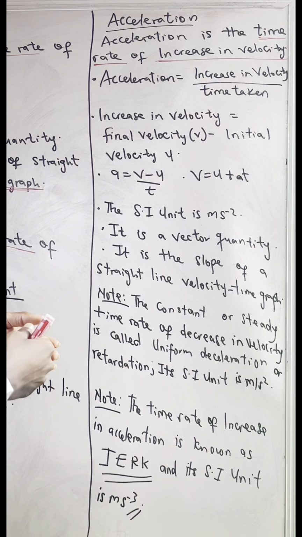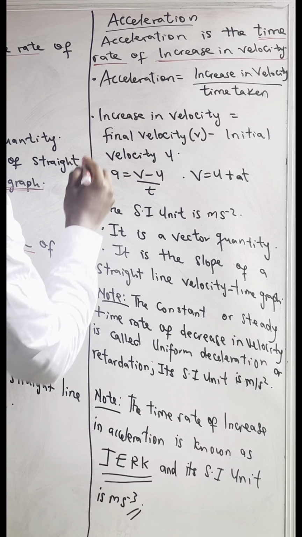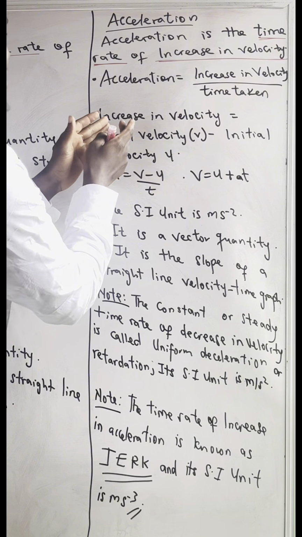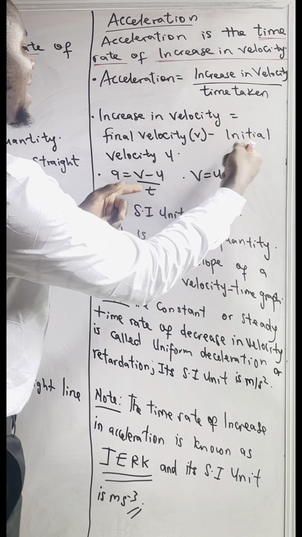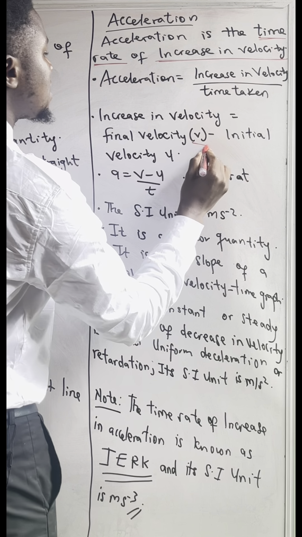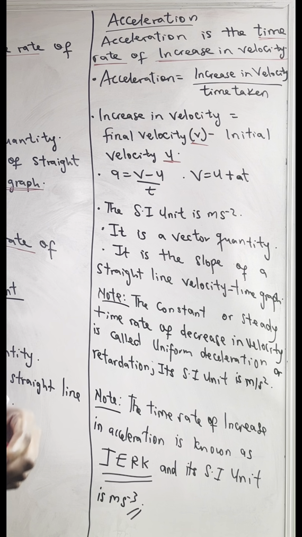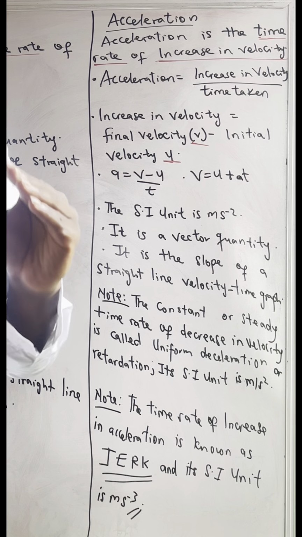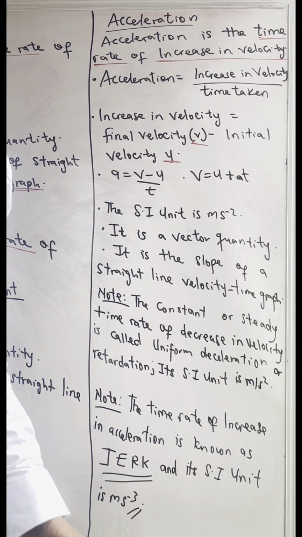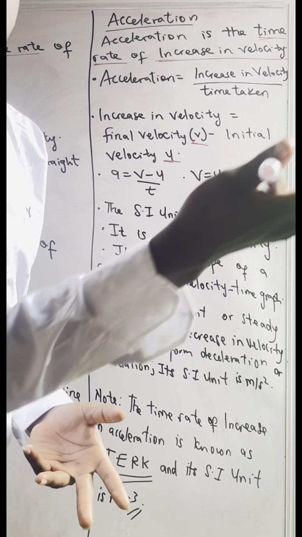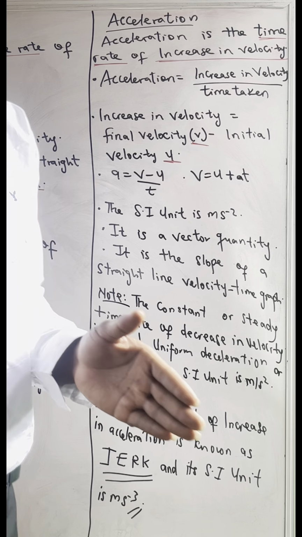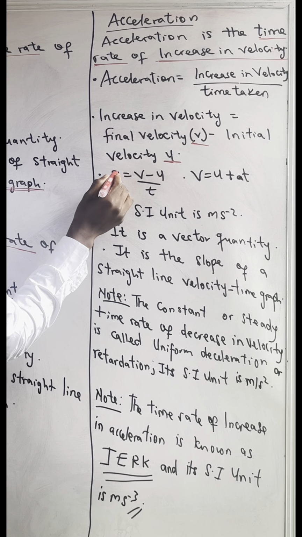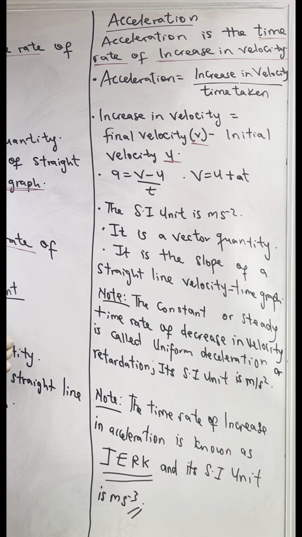So guys, what do we mean by increase in velocity? Increase in velocity might also be referred to as change in velocity. And the formula for increase in velocity is final velocity minus initial velocity. What we use to represent final velocity is v, and what we use to represent initial velocity is u. Initial velocity is the velocity you start with, and the velocity you end with is the final velocity. So the formula for acceleration, which is increase in velocity over time, can be written as a is equal to v minus u over t.